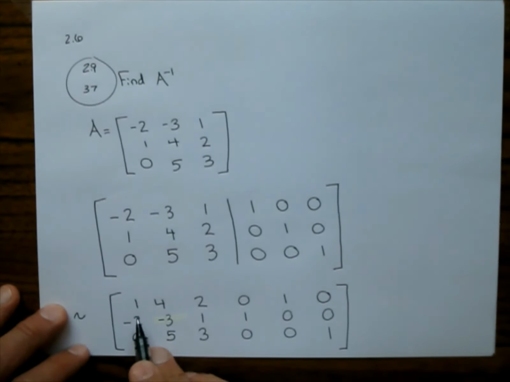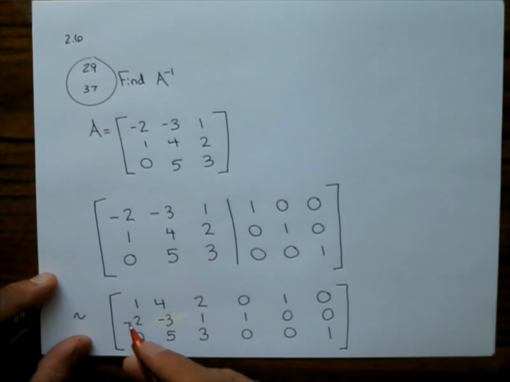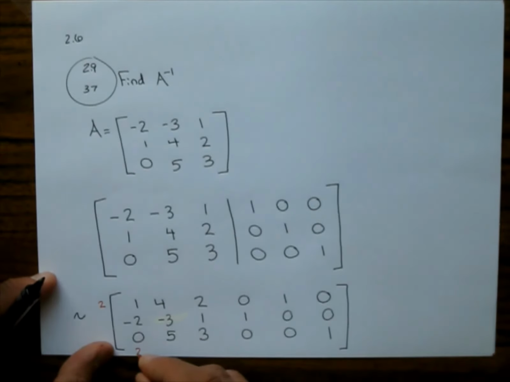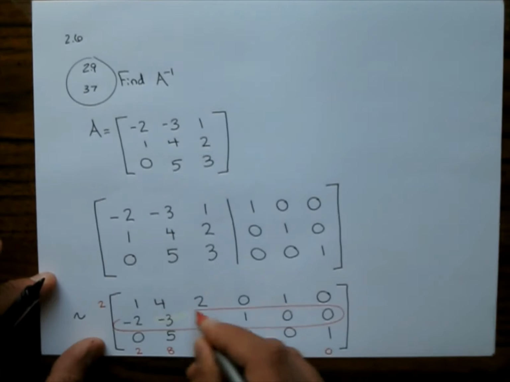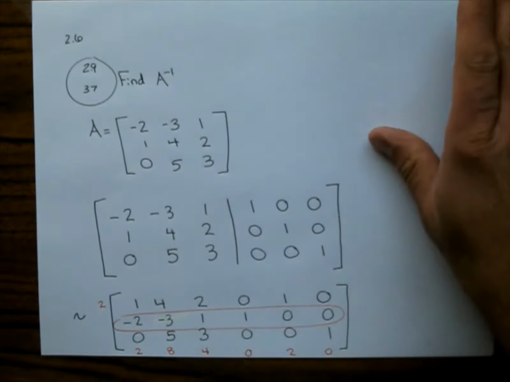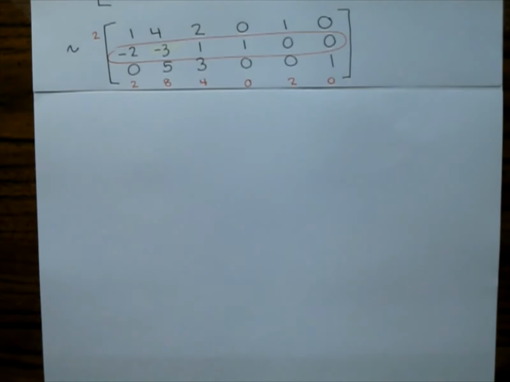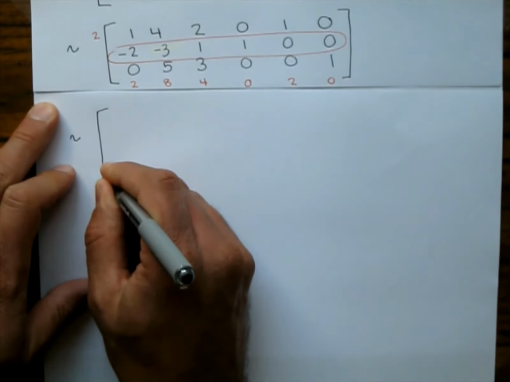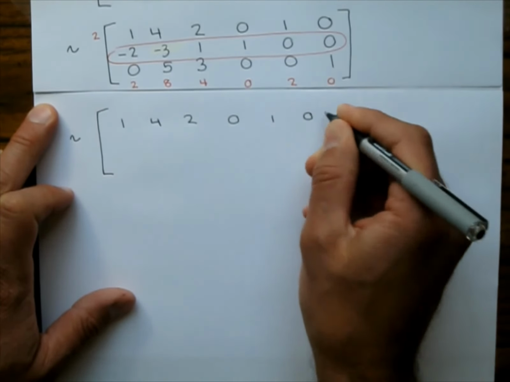Okay, I'm going to use this 1 as a pivot to put a 0 there. I've got a 0 there, so that's a bonus. I'm going to multiply row 1 by 2. It's going to give me 2, 8, 4, 0, 2, 0. I'm going to add that to row 2 to give me the new row 2. And so what will I have? This gives me 1, 4, 2, 0, 1, 0.